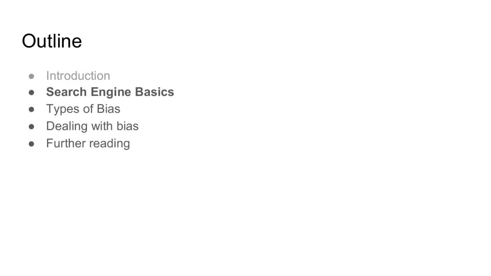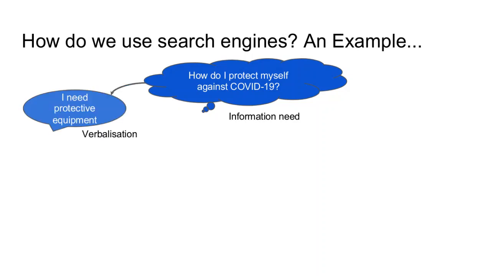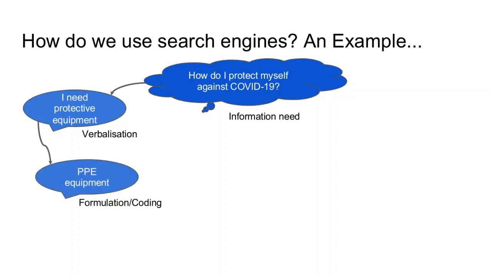All right, let's start with the search engine basics. Just to give you an example of how we use a search engine, and also to introduce a few terminologies already. Let's assume you are experiencing a pandemic, and you would, of course, like to survive this pandemic. So you have an information need, as we call it in the IR search engine language. Like, how do I protect myself against COVID-19? Yeah, so this is an information need. So you would think, oh okay, I need protective equipment. So there's a verbalization of this information need that you have. The next step would then be you would formulate it or code it into a search query.